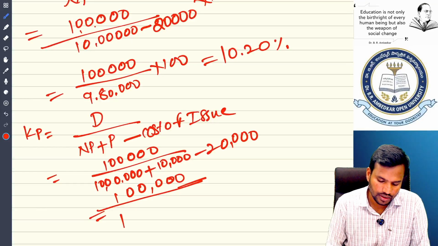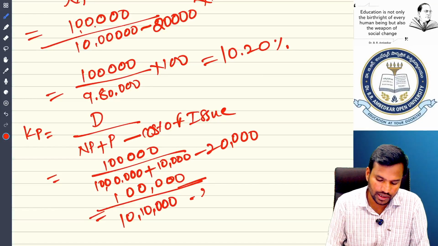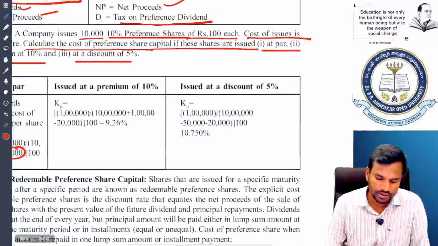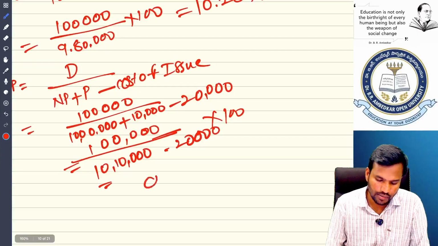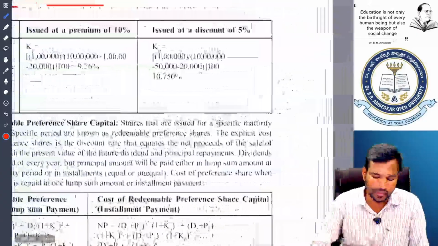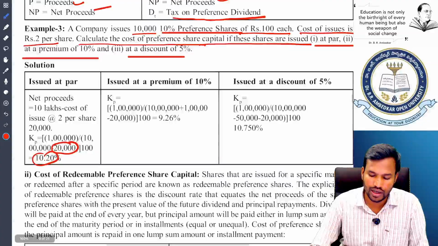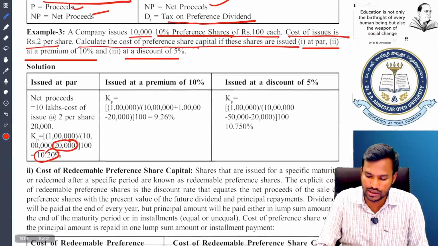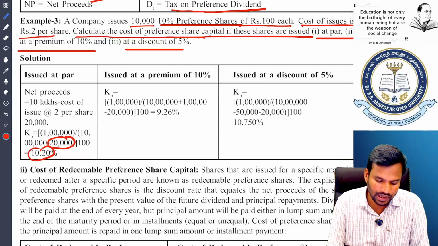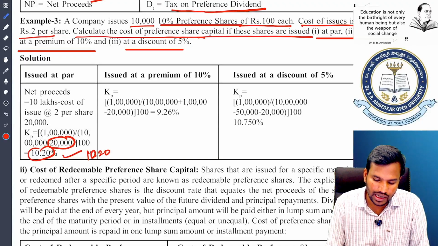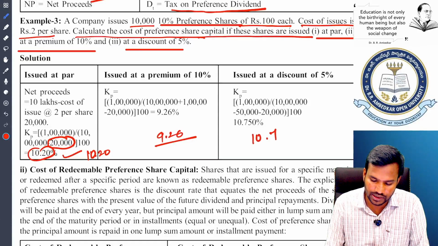One lakh, 10 lakh, 10,000 minus 20,000. How much will become percentage? 9 into 100, 9.26 will. In case the premium, if they issued at a premium and discount, why, coming to the par and premium and discount? If the company issued at par, the percentage is 10.0. Why in the premium 9.26? Why issued at discount the rate of percentage is increasing?